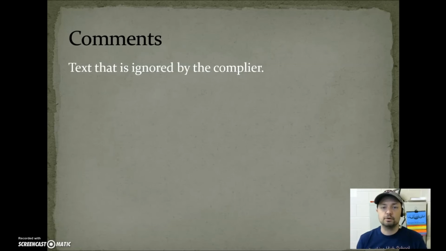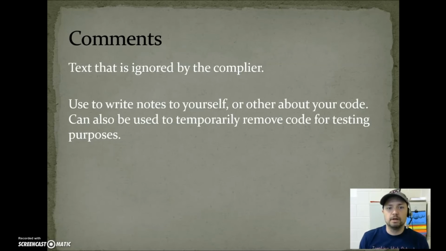Comments is text that is ignored by the compiler. Comments are used to write notes to yourself or others about your code. So if you have several lines that are difficult to understand, you can write a comment above them explaining how they work. They can also be used to temporarily remove lines of code from your program for testing purposes. So if you're like, I don't really know if I like this line of code, or this line of code has an error, but I want to see how everything else works, you can temporarily remove a line of code with a comment.